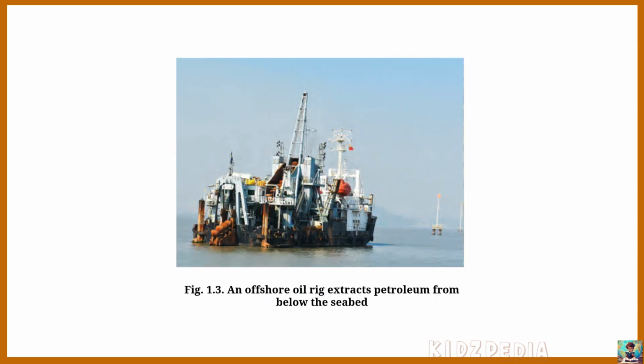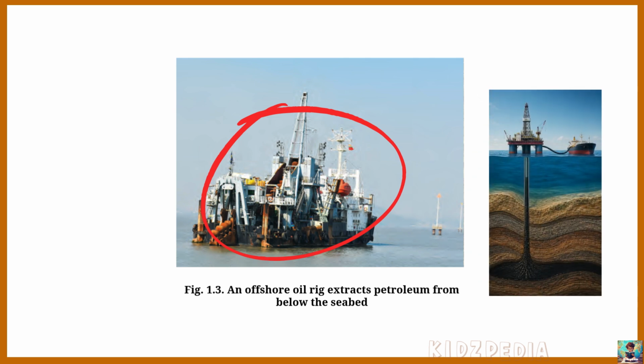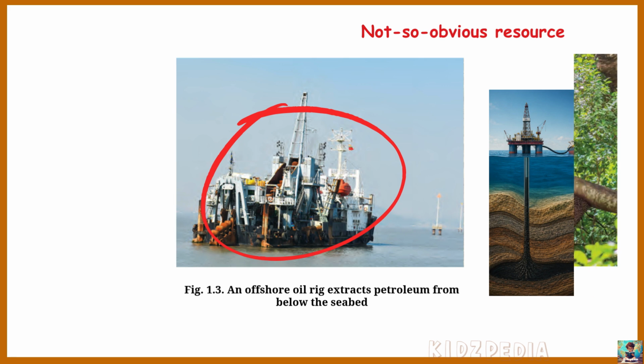Figure 1.3, an offshore oil rig extracts petroleum from below the seabed. An offshore oil rig means a large structure built in the sea to extract petroleum, that is oil, from deep under the seabed. Petroleum is found deep below the ocean floor. The oil rig drills into the seabed, then it extracts, that is takes out, petroleum from inside the earth. So petroleum is a not so obvious resource because it is hidden underground and cannot be seen or used directly. And it is also not easily accessible, and we need advanced technology to extract it.